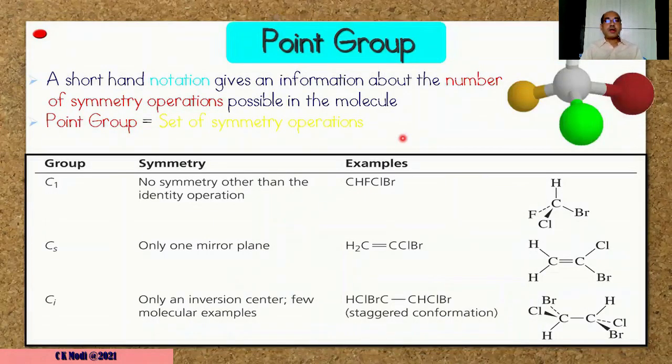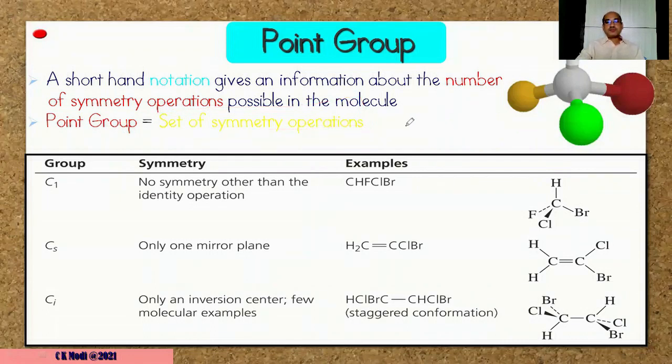Now point group. How do we define the point group of a particular molecule? Point group is a shorthand notation which gives information about the number of symmetry operations which are possible in a molecule. Point group is nothing but the summation of all the symmetry operations present in that particular molecule. So point group is called a set of symmetry operations.